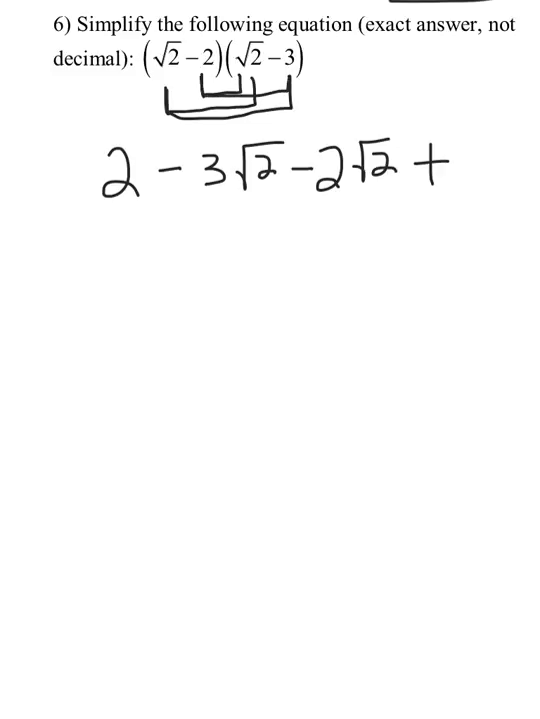That's a positive 6. Now I'm going to combine all my like terms. I have like terms here, and I have like terms here. So let me add the whole numbers together. I have 2 plus 6 is 8. And then I have a negative 3 minus 2, which is negative 5 root 2. And that's it.